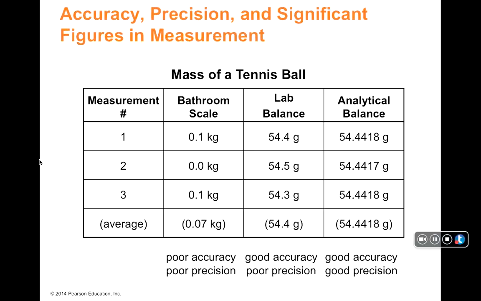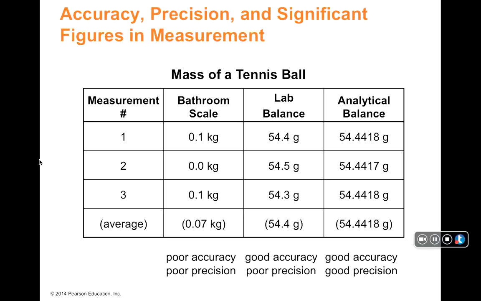Obviously, the mass of the tennis ball is somewhere around 54 grams. None of those measurements are close to that, nor do they agree with each other. You see a 0.1, a 0, and a 0.1, so there's poor precision there.